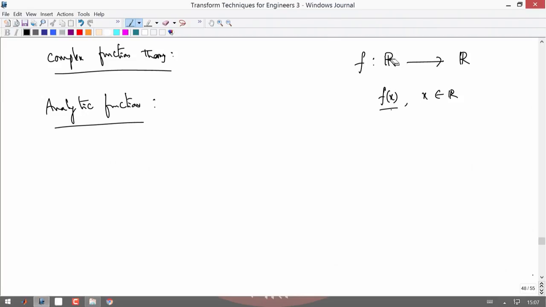In the same way, let me use this as a complex function. If f is from R to C, then you represent f of x, x belongs to R, as a complex valued function. Given any x, f of x is a complex number, which you represent on a plane. Because it is a complex valued function, you write it as u of x plus i times v of y. You represent the complex variable as x plus i y, where i is root minus 1.